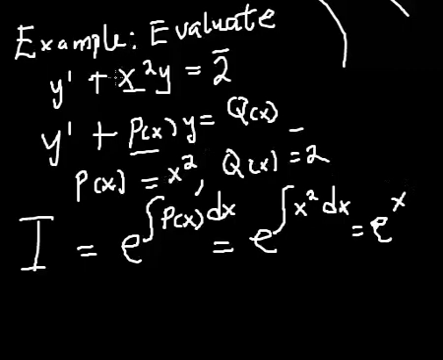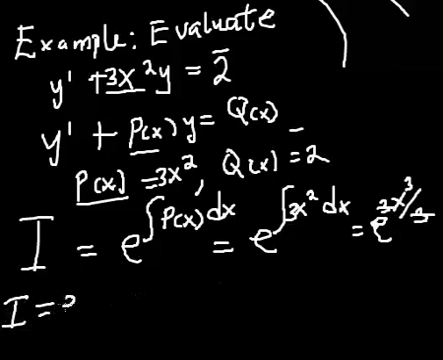Okay, I noticed something in this equation: it should be 3s squared. So the corrected form is 3s squared, meaning P of s is 3s squared. It's going to be the same thing: 3x raised to the power of 3, all over 3, and of course 3 cancels 3. So the integrating factor is going to be equal to e raised to the power of x cubed. Now we can apply our formula.